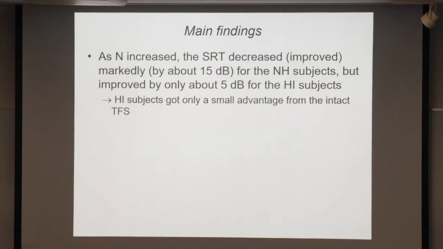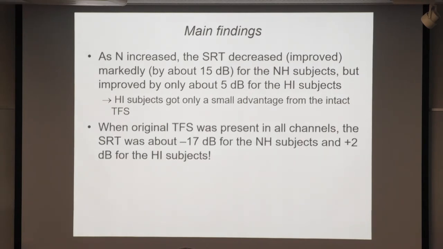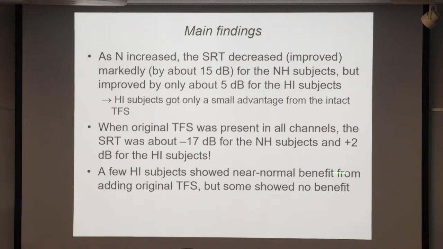So just to summarize those findings, as the value of n increased, the speech reception threshold decreased, I.e., improved, and the improvement was about 15 dB for the normal hearing subjects, but only on average 5 dB for the hearing impaired subjects. So the hearing impaired subjects got only a small advantage from the intact temporal fine structure. And when we had the intact signal, the original TFS present in all channels, the SRT was about minus 17 dB for the normal hearing subjects and plus 2 dB for the hearing impaired. So there's a huge difference between them there with this particular selection of target and masker. But a few hearing impaired subjects showed near normal benefit from adding the original TFS, and some showed no benefit. And we got a similar pattern of findings using a tone vocoder, but I won't show those results here.